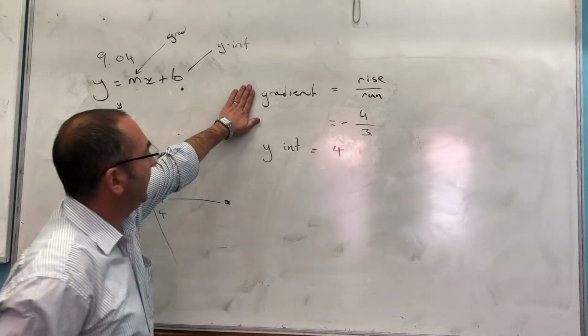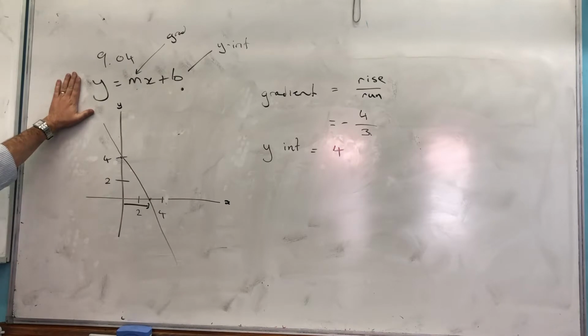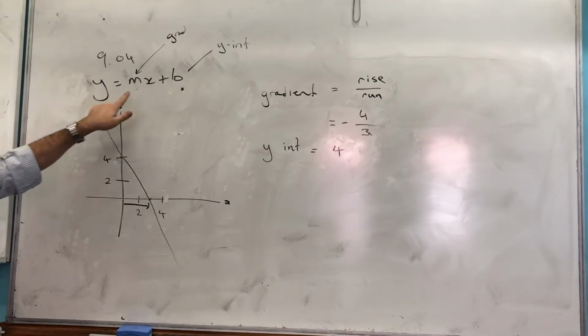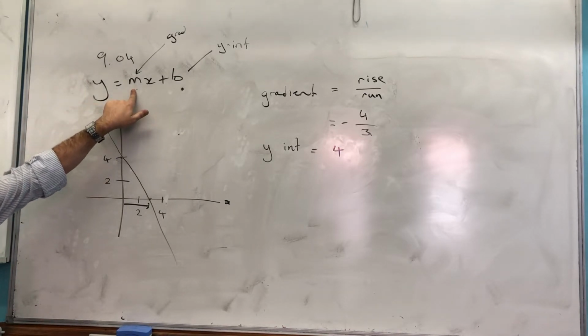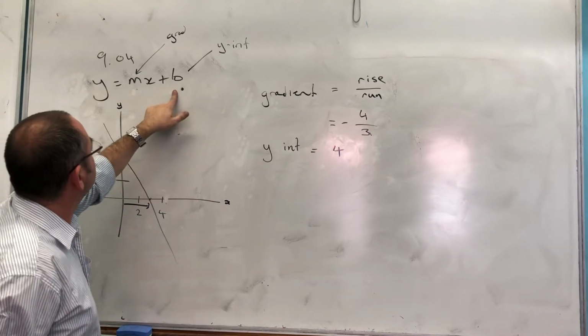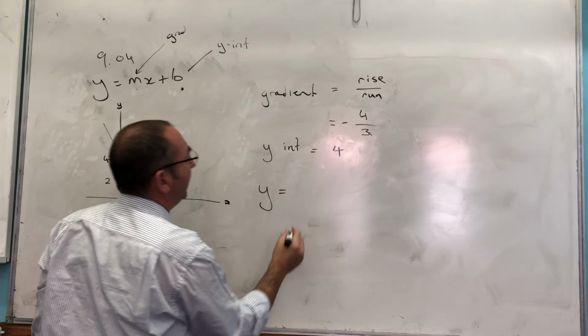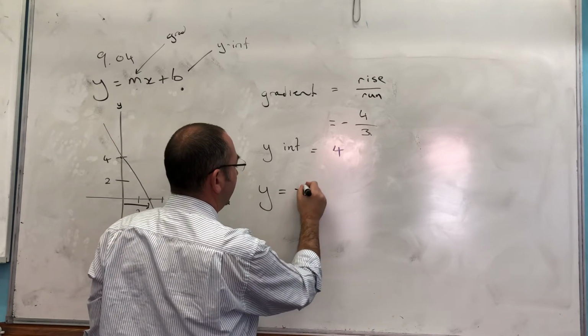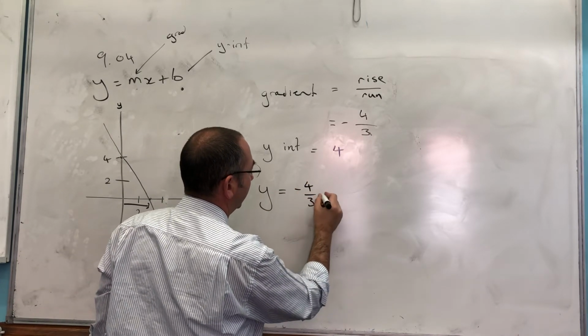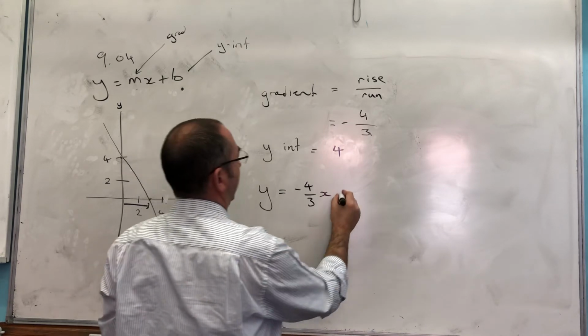So now we have a gradient and a y-intercept. What's the equation of the line? So you substitute the gradient in for m, and you substitute the y-intercept in for b. So you would end up with y equals negative 4/3 x plus 4.